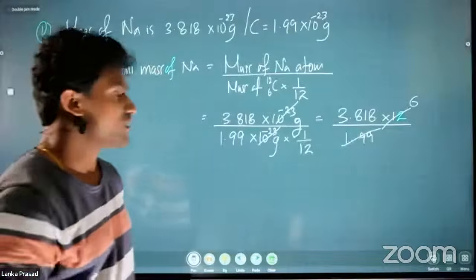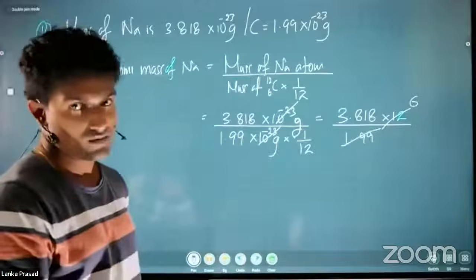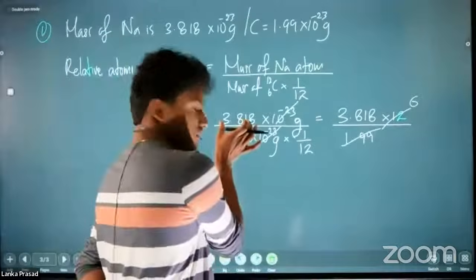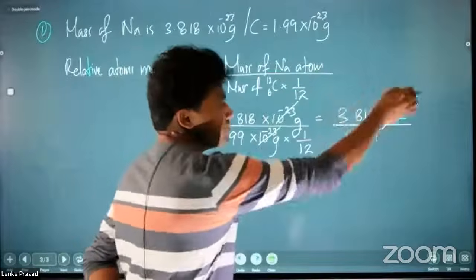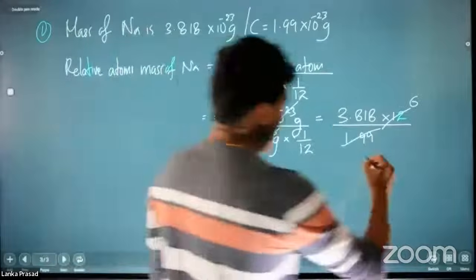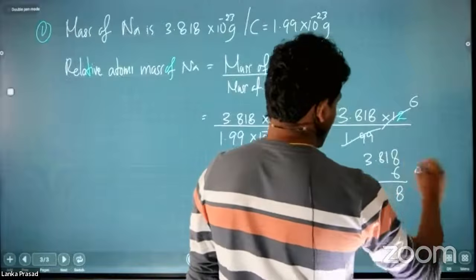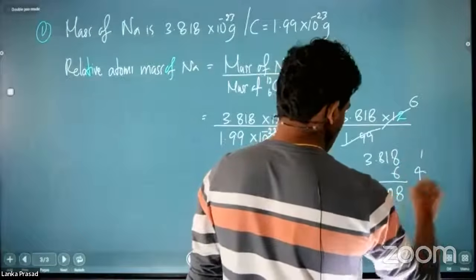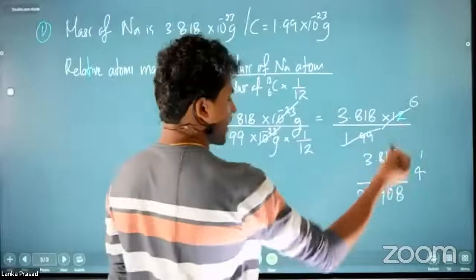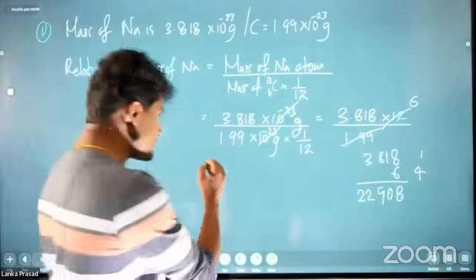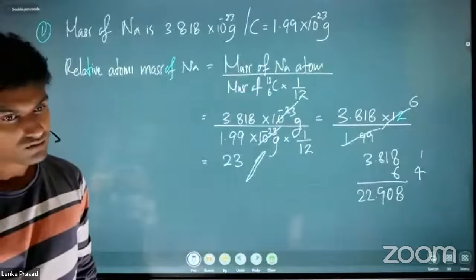Got it? So that means if you want to find relative atomic mass or relative molecular mass, the decimal part of the value, you have to multiply it by 6. Now look at that. 3.818 times 6 is 22.9, and 22.9 is equal to 23. That value. Got it?